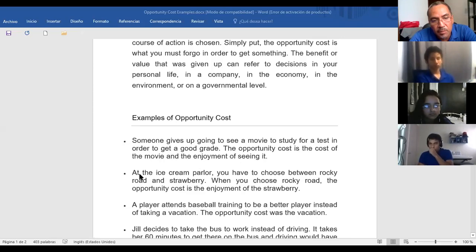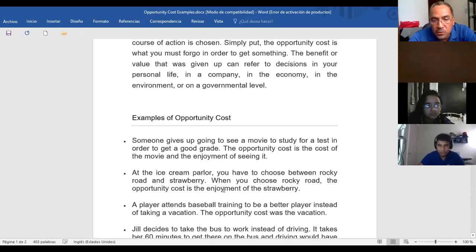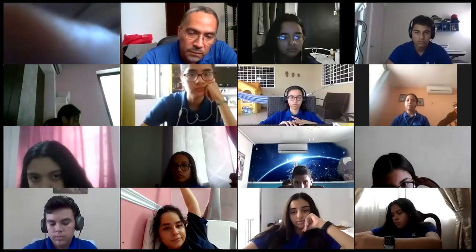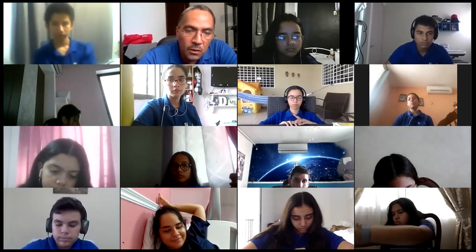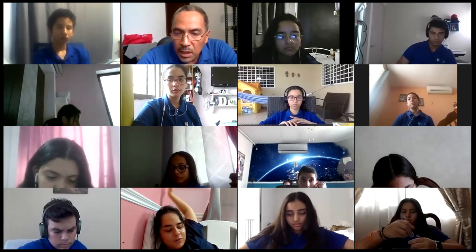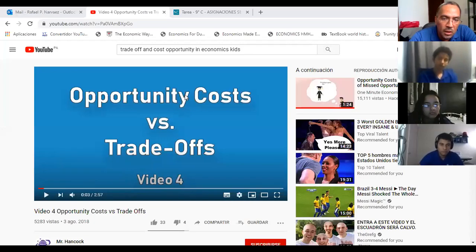Over here, there's another example. At the ice cream parlor, you have to choose between Rocky Road, that's a flavor, and strawberry. When you choose Rocky Road and trade off the strawberry, the opportunity cost is the other one that you didn't eat, so it's just strawberry ice cream. Another example: the player attends baseball training to be a better player instead of taking vacations. What is the opportunity cost? The vacations, and so on. There are several. If you go to Google and type examples of opportunity cost, you will see a lot of examples of this. Now, in order to check these concepts, let's watch this video where I explain the difference between opportunity costs and trade-off, okay?